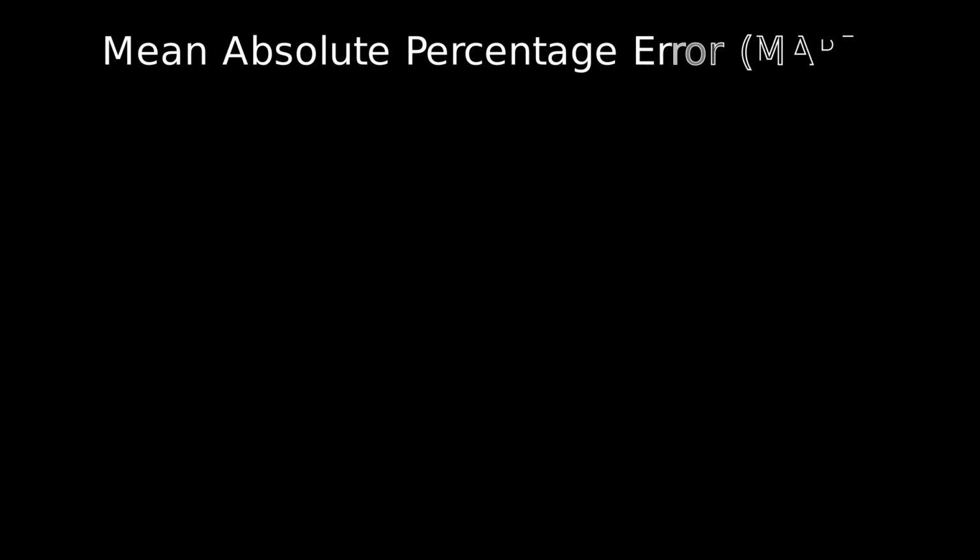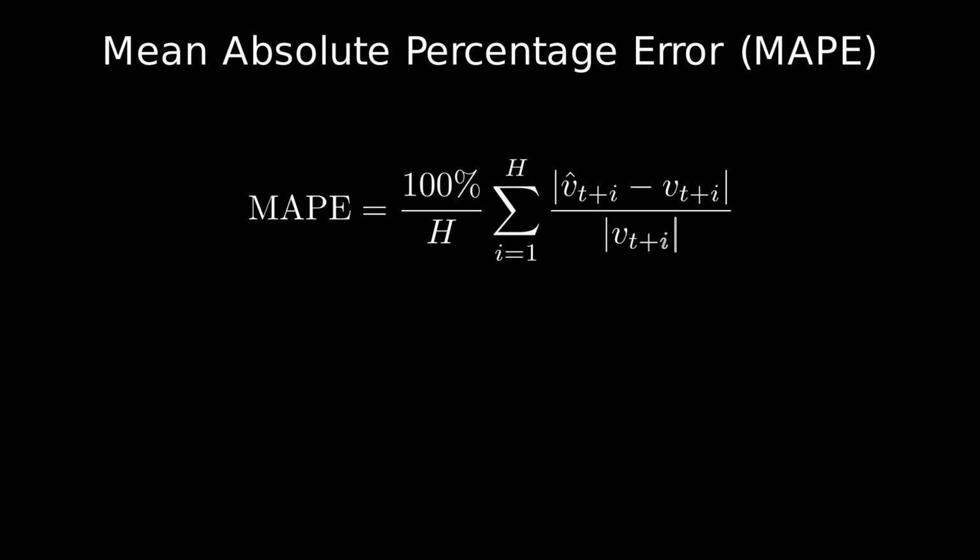This is the definition of MAPE, where V hat and V represent the forecasted and actual values. T is the time at which we perform the forecast, and I is a time index in the forecasting horizon. So we have a summation over different points in the horizon. First of all, you can see that the actual value appears in the denominator, which means that if there is a point with actual value equal to zero, then MAPE is not defined.